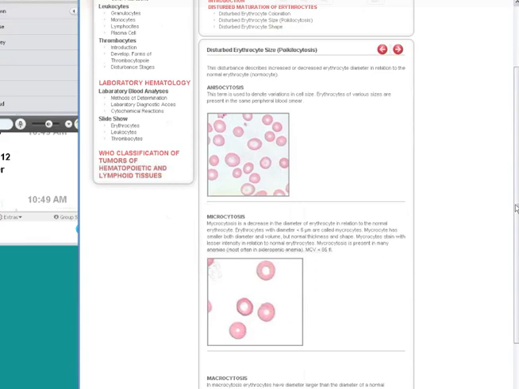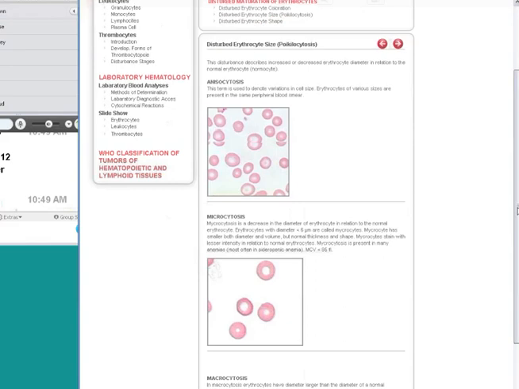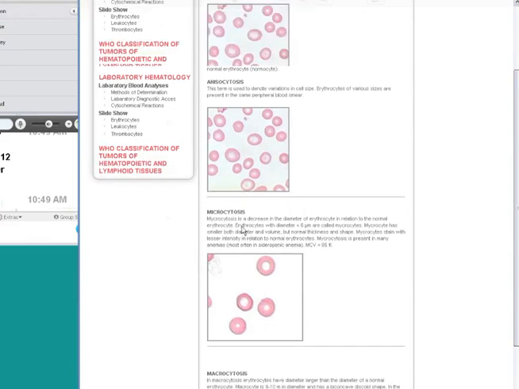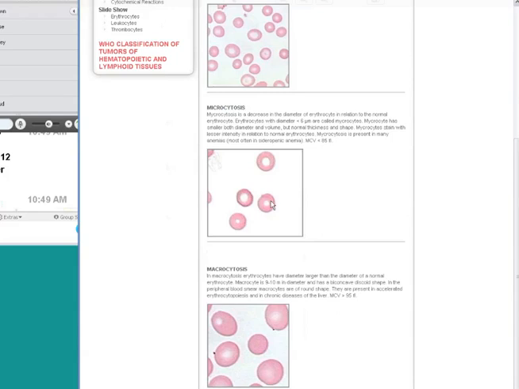Here's something called microcytosis again. It could be iron deficiency anemia or a thalassemia in some of the cells. If you don't believe that these are smaller than normal because they all look small and you all think this is relative, then just look at the patient's MCV. And if it's below about 80, believe me, these are microcytes.